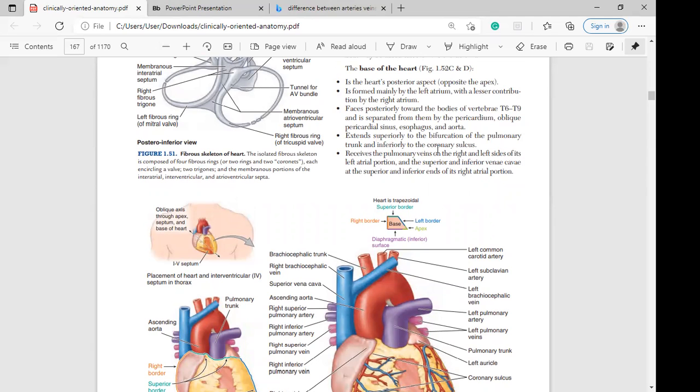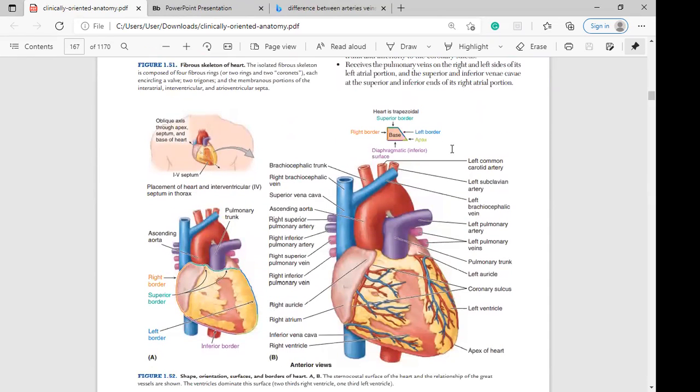So it extends superiorly to the bifurcation of the pulmonary trunk and inferiorly to the coronary sulcus. Later, I'm going to show you the coronary sulcus, because the heart itself gets blood supply from the coronary artery, which I'm going to teach you maybe in the next anatomy class. You see that the heart itself, even though it's pumping blood, still receives blood supply for the heart to function. Just the way your kidney, your liver, they all need blood to function. The heart itself receives blood supply by the coronary arteries, okay?